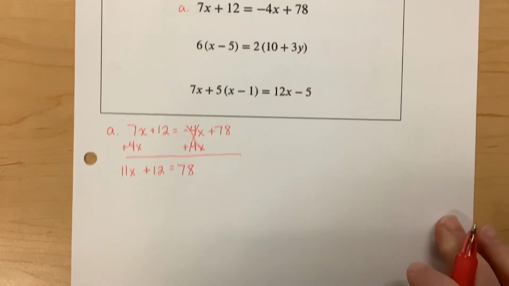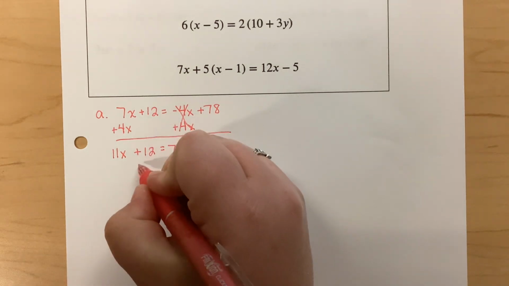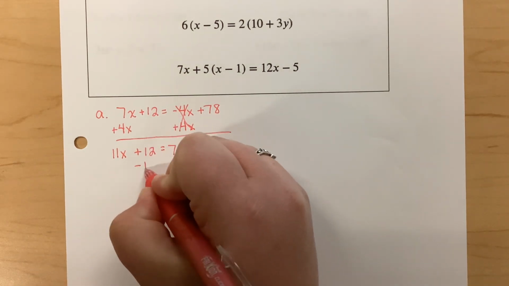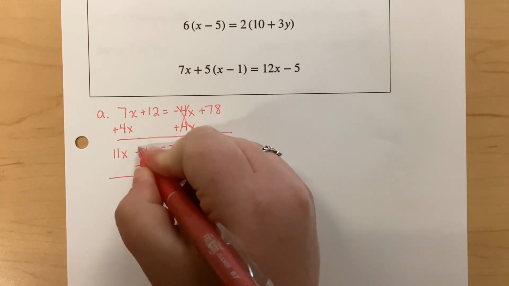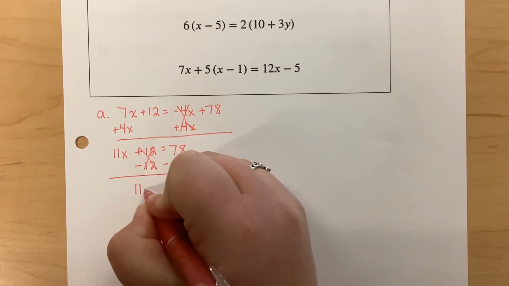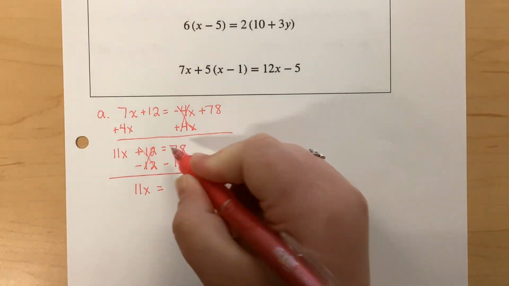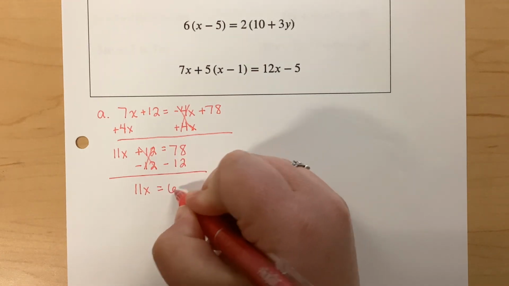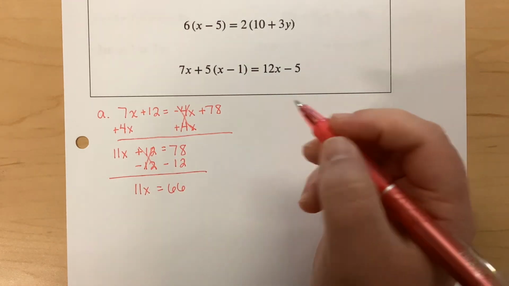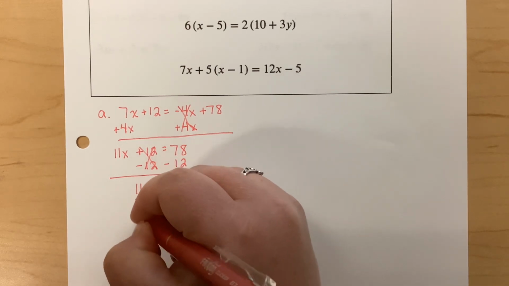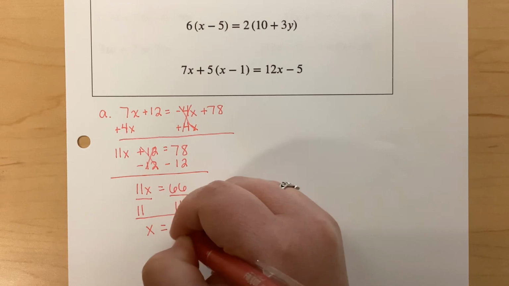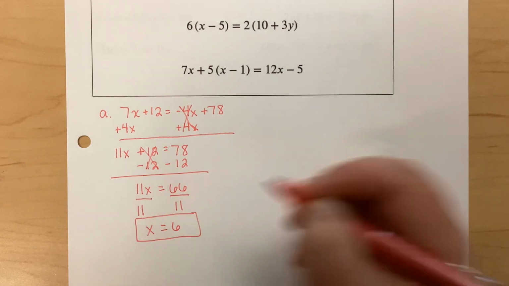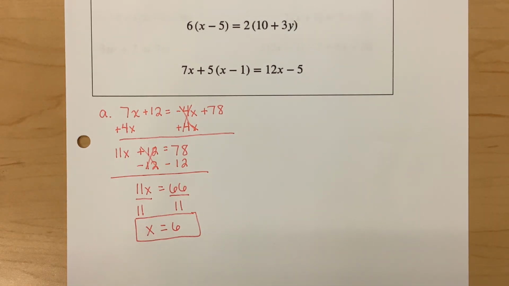Then I need to get my constants over onto the right side. So the opposite operation would be to subtract the 12. That makes that 0, leaving me with 11x on the left side. And 78 minus 12 is 66. Then finally, the last step would be to divide both sides by 11. And I get x equals 6. So the solution for the first problem is 6.